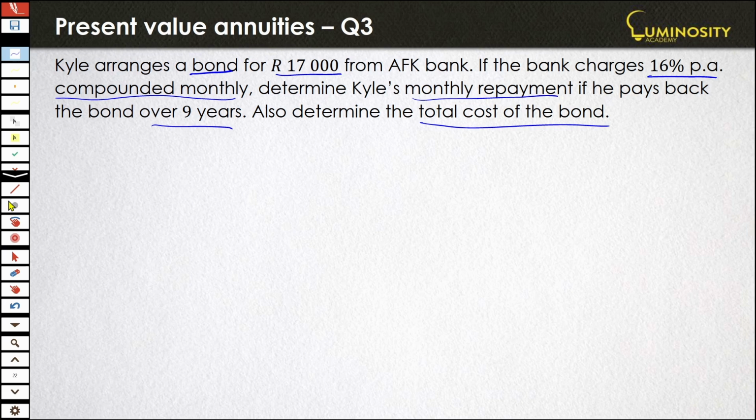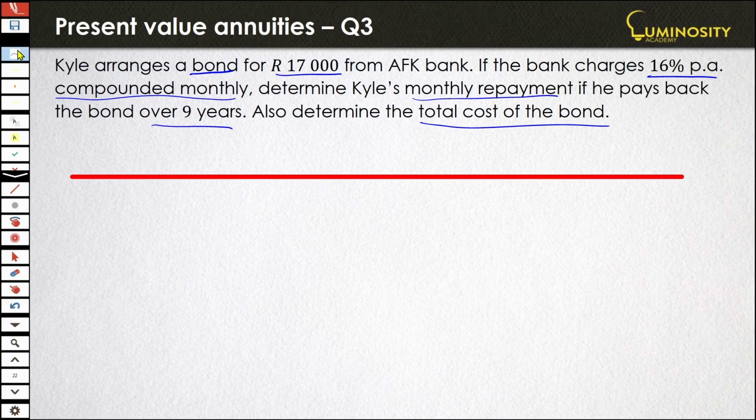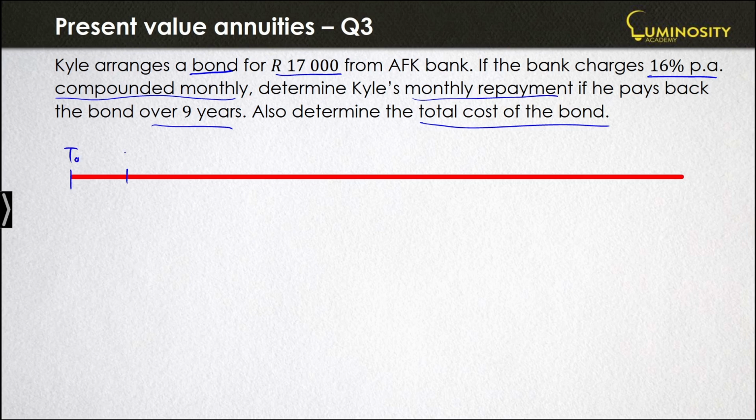So again, this is going to be a present value problem, so I can get my timeline up and visualize what's happening. So T0, T1, T2 up until, if it's 9 years and we're doing months, that's going to be 9 times 12. So that's going to be 108 months. So that means we could be paying back at the end of each month, for example. So that's going to be these equal installments of X, and it's going to be 108 payments of them. So that's our N value, 108.